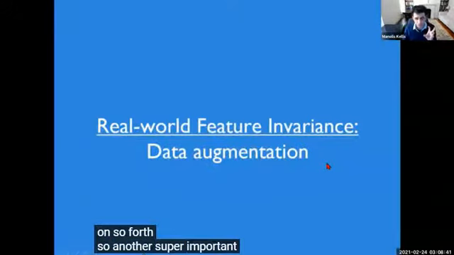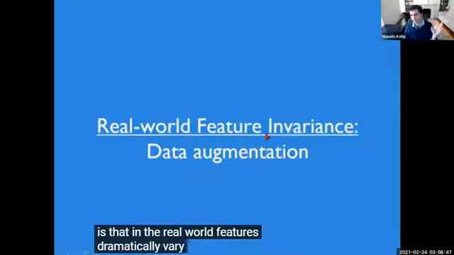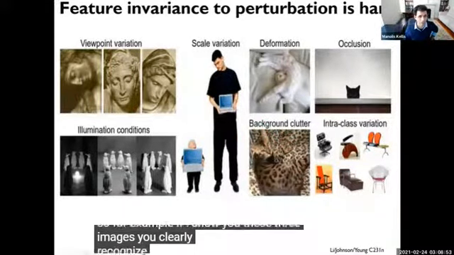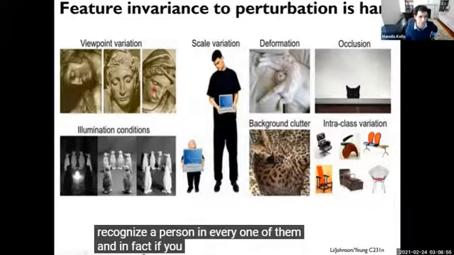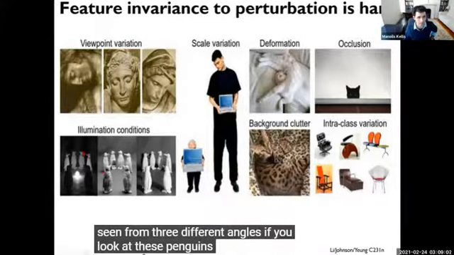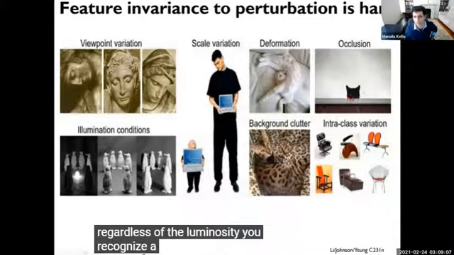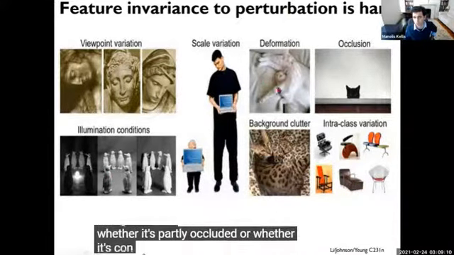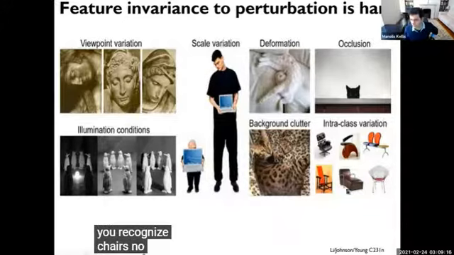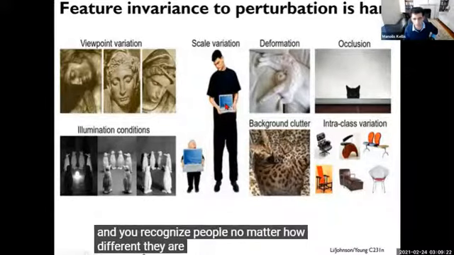Another super important concept is that in the real world, features dramatically vary from one image to the other. For example, if I show you these 3 images, you clearly recognize a person in every one of them. And in fact, if you look closely, you recognize that it is exactly the same statue seen from 3 different angles. If you look at these penguins here, you recognize that it's the same penguins regardless of the luminosity. You recognize a cat, whether it's partly occluded, or whether it's contorted, or whether it's on a leopard couch. And you recognize chairs, no matter how crazy the chairs are. And you recognize people, no matter how different they are from each other.